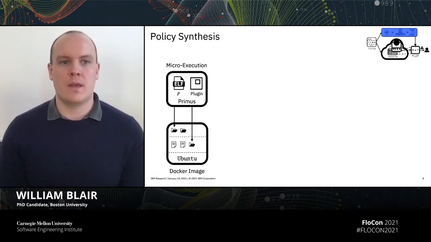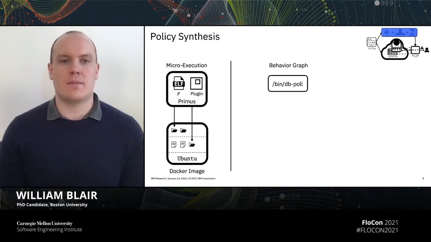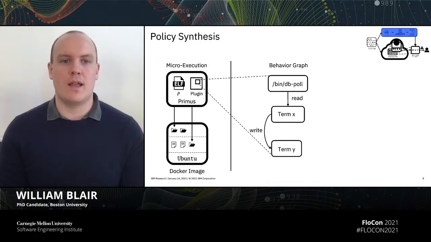Now, while it's micro-executing, our plugin maintains this abstraction called a behavior graph, where you can imagine the root of this graph is identified by the binary program that we're analyzing. In this case, imagine we're polling some database file that's stored on disk. And while micro-executing this program, we observe a read at a specific term X inside the intermediate representation of the program. Think of X as a specific point in the lifted representation of the program. And then later on during micro-execution, we observe a write system call at a different term.